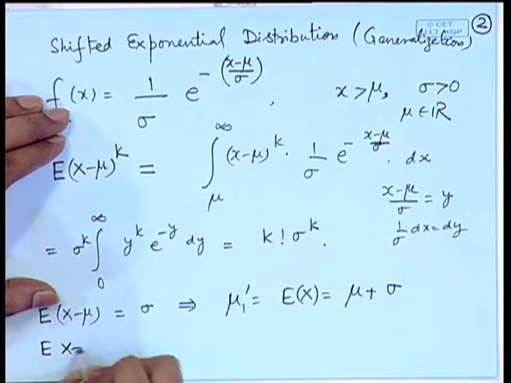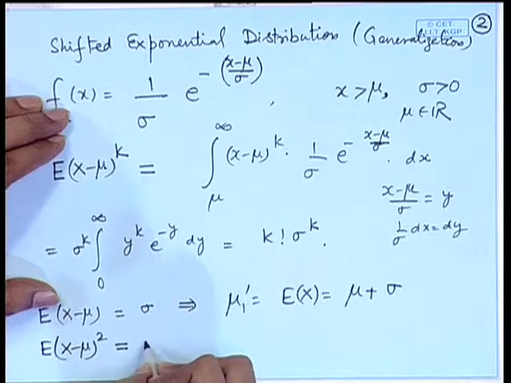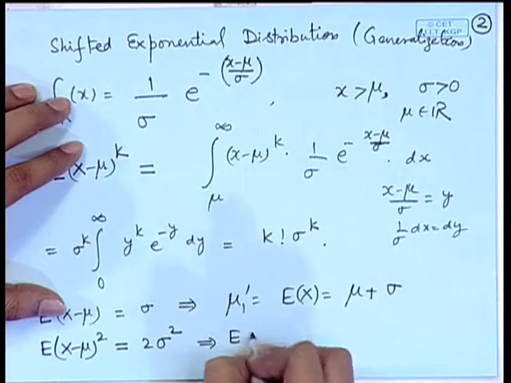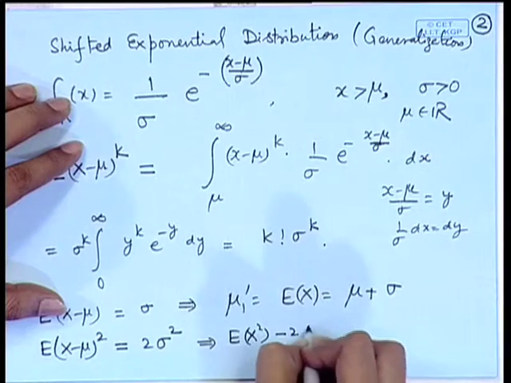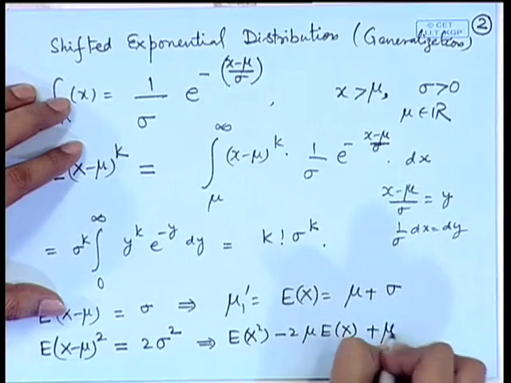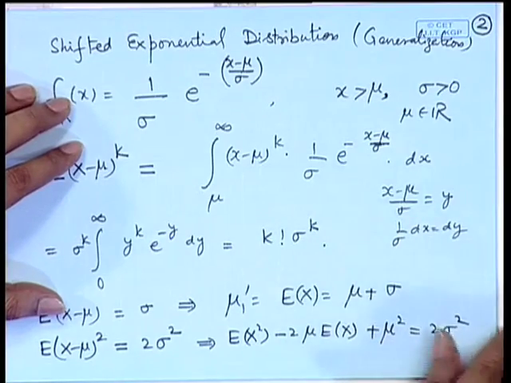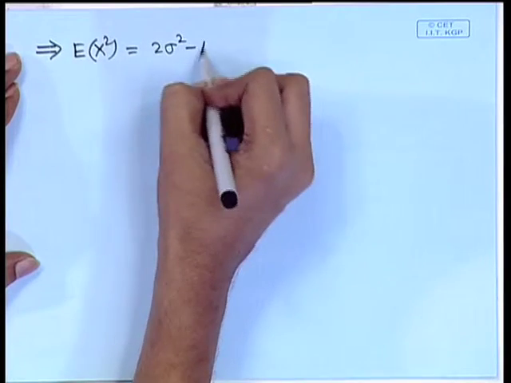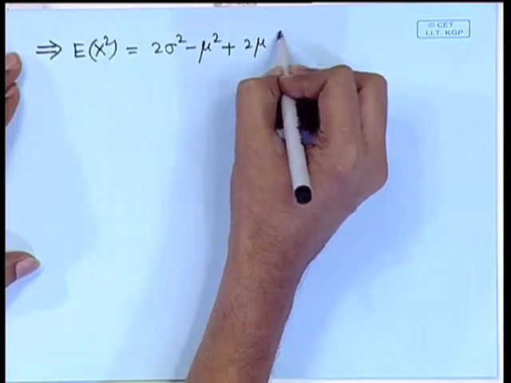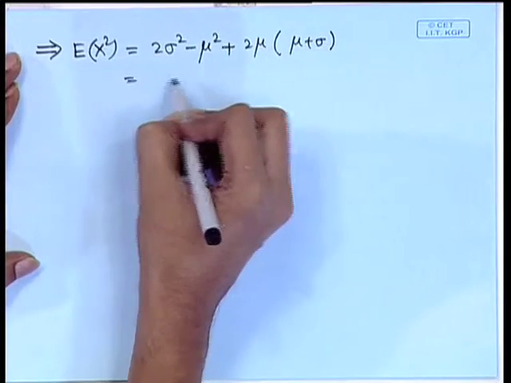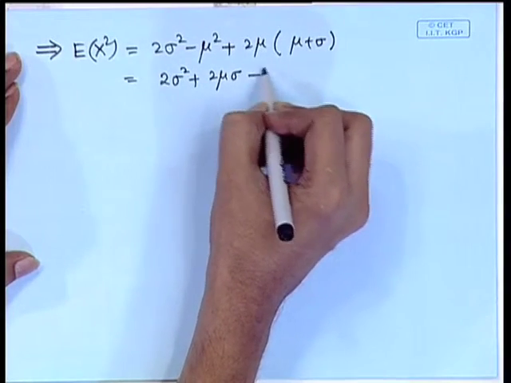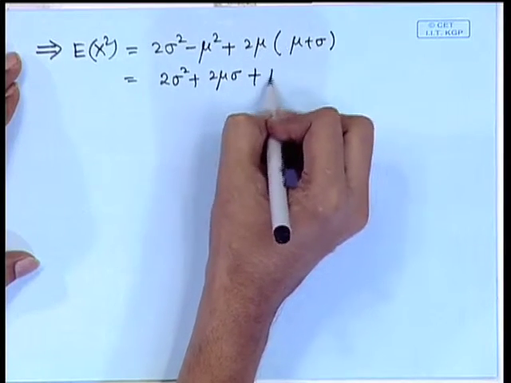So, the expectation of (x minus mu) square is equal to 2 sigma square, which gives us the expectation of x square minus 2 mu expectation x plus mu square is equal to 2 sigma square. So, further simplification gives expectation of x square is equal to 2 sigma square minus mu square plus 2 mu times expectation x, which is mu plus sigma. So, this becomes equal to 2 sigma square plus 2 mu sigma minus mu square plus 2 mu square. So, it becomes plus mu square.